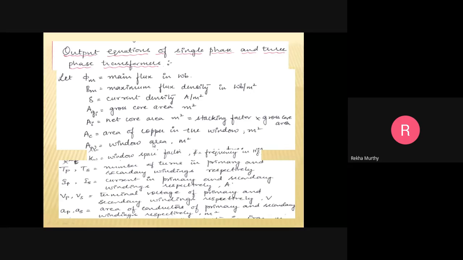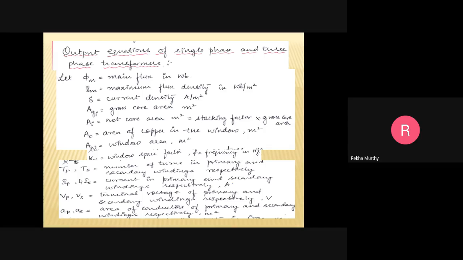AW is window area. What is KW? Window space factor. These are all the things, but don't mug up. You just remember the final output equation, and from that you tell all this. What do you mean by F? What do you mean by psi? What do you mean by BM? What is delta, AC? What is AW? All that you have to just list out. What is F? What is KW? Window space factor.